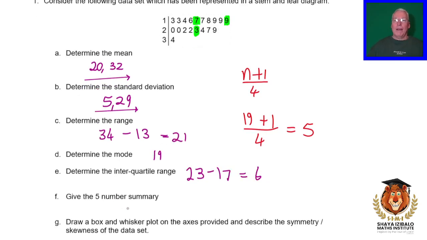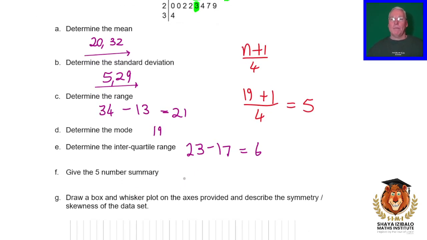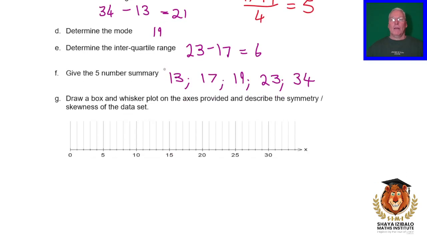Okay. The 5-number summary, remember the 5-number summary is our smallest number, which is 13. Our first quartile, which is 17. Our median, which is 19. Our third quartile, which is 23. And our maximum, which is 34. There's our 5-number summary. Quite often it gets written in a set. It doesn't have to be written in a set.